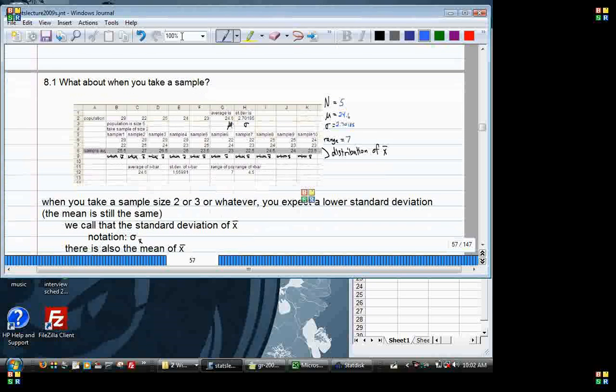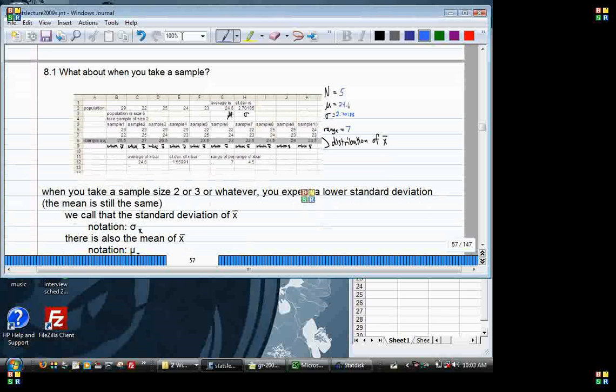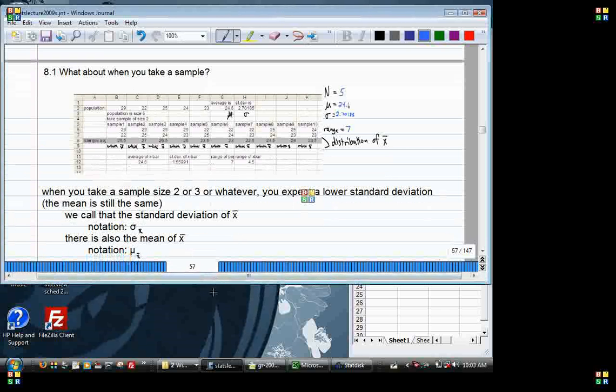Now further, the first thing we found was the mean of X bar. What do you think the notation for that is? Exactly, mu with a little X bar. Right, okay. So now what did we find? We found that the mean for X bar is going to be what? The same as the mean for the population.